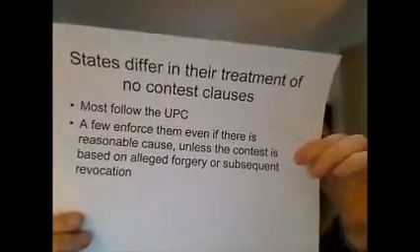Okay, so moving on to the next slide. So how do the states stand on this issue? Most of the states go with the UPC. That is, they will not enforce the penalty if the challenger had probable cause. But some do enforce the clause, even if the challenger had reasonable cause. So the challenger in those jurisdictions has to be pretty confident of winning before he proceeds with his challenge.